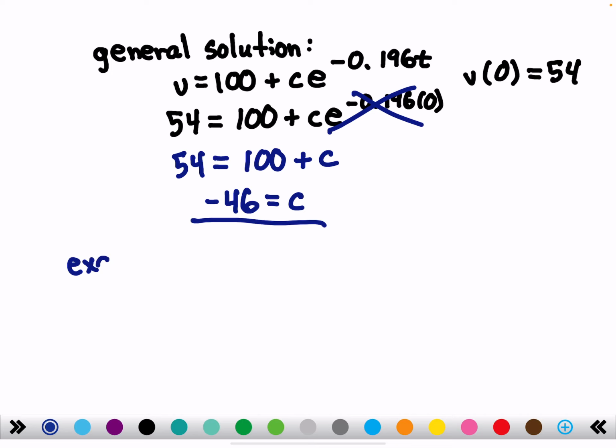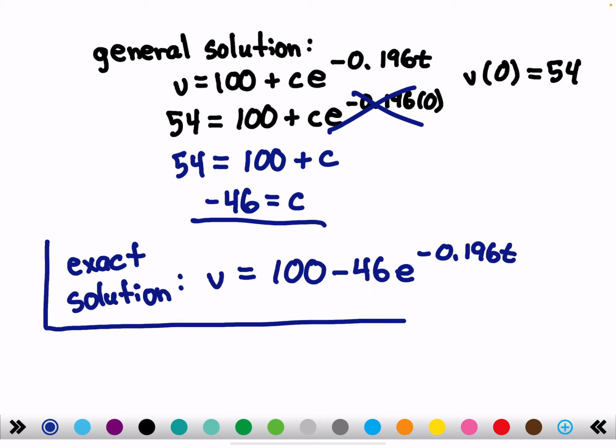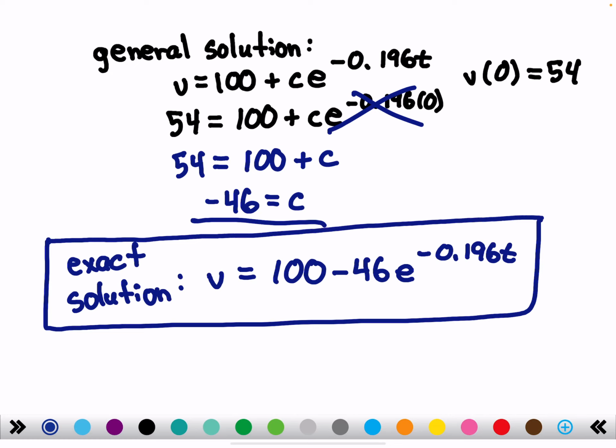So we'll substitute that value of negative 46 into the general solution for c, so we can write an exact solution. An exact solution would be v equals 100, substitute negative 46 for the c, so it'd be negative 46 times e to the power negative 0.196t. This is our exact solution to this differential equation with the initial condition v sub 0 equals 54.